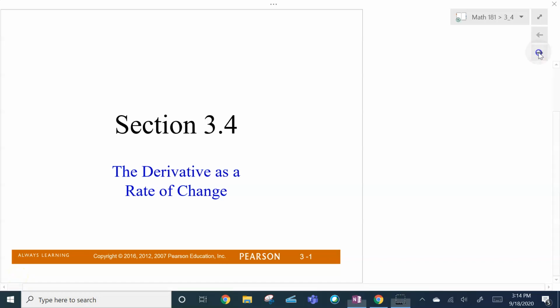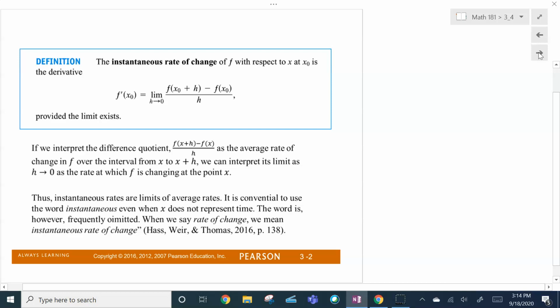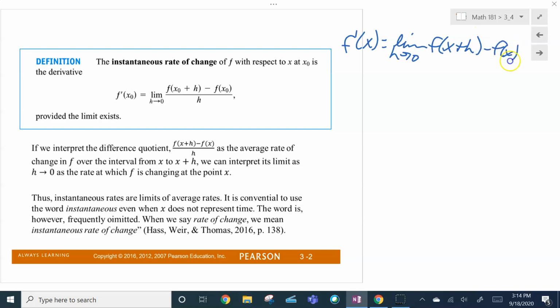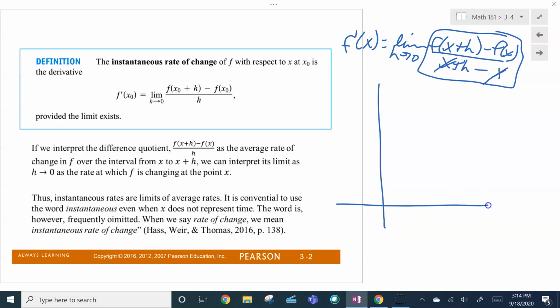We're going to take a look at derivative as a rate of change. If you remember, f prime of x is the limit as h goes to 0 of our difference quotient. On the top here, this is our difference quotient, y2 minus y1 over x2 minus x1. That's the slope of our secant line. That's our average rate of change.